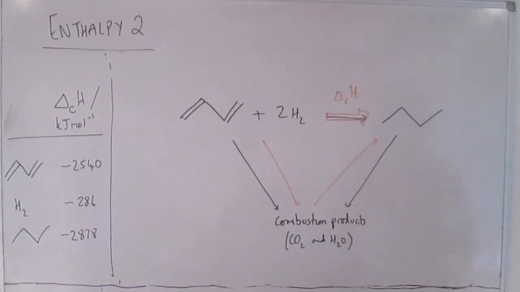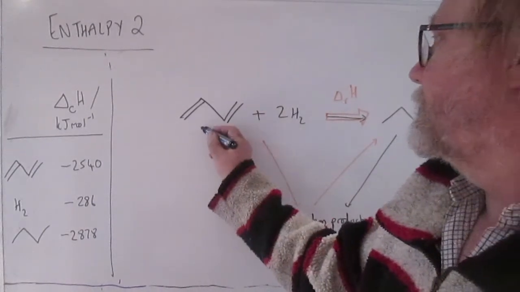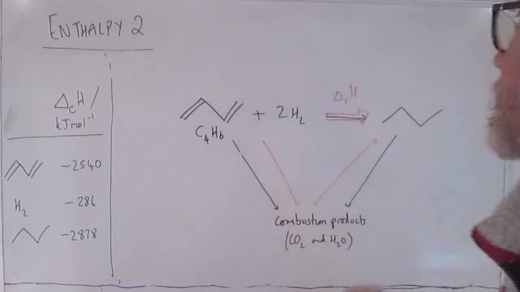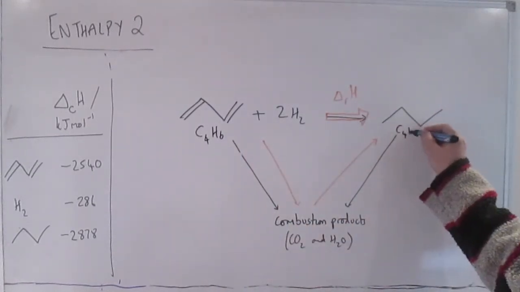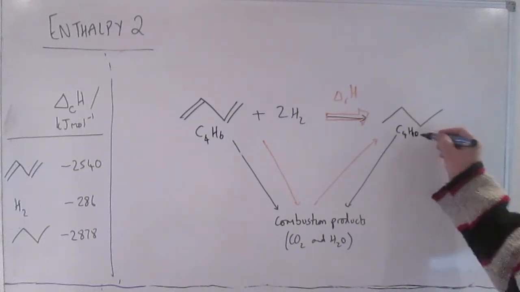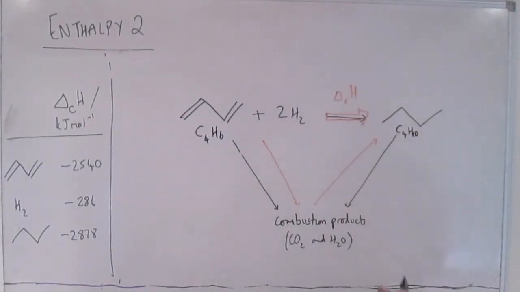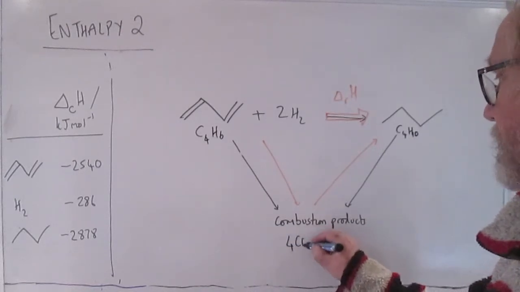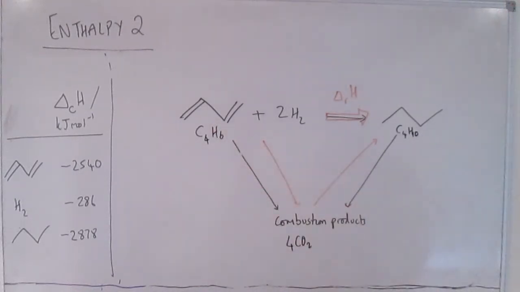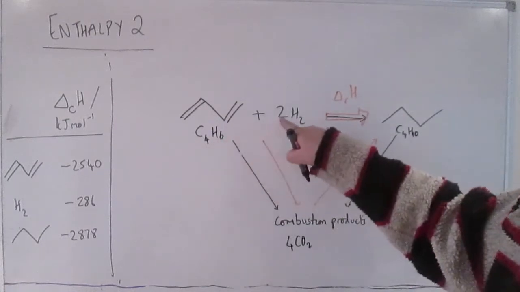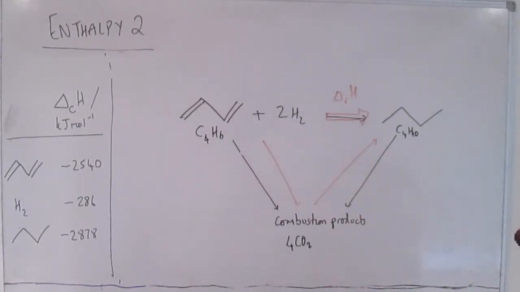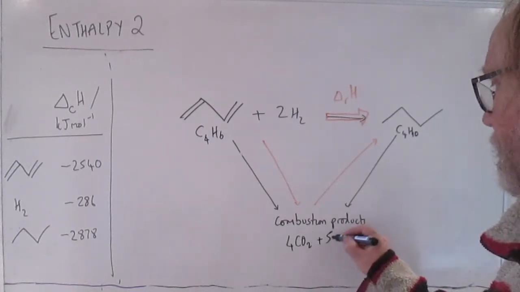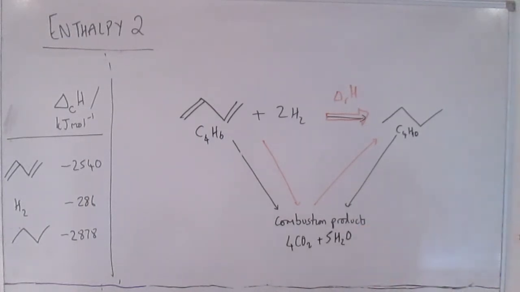So if we write in the molecular formulae here, we've got C4H6 and C4H10, and so we can work out, therefore, that the combustion products, if we write them in explicitly, are going to be 4 CO2s from the 4 carbons, and then we've got 6 hydrogens here plus another 4 makes 10, so 10 hydrogens altogether, so that's 5 H2O. So those will be the combustion products.